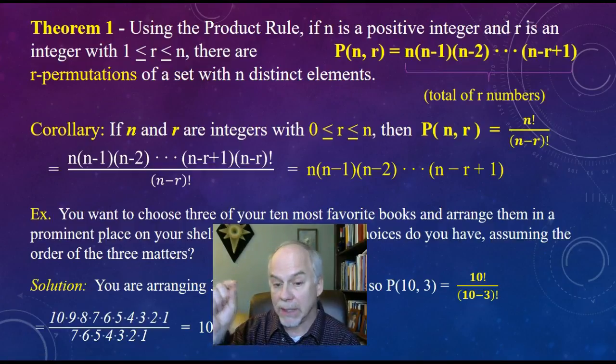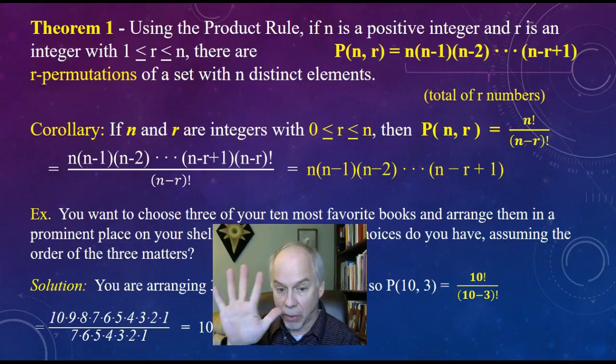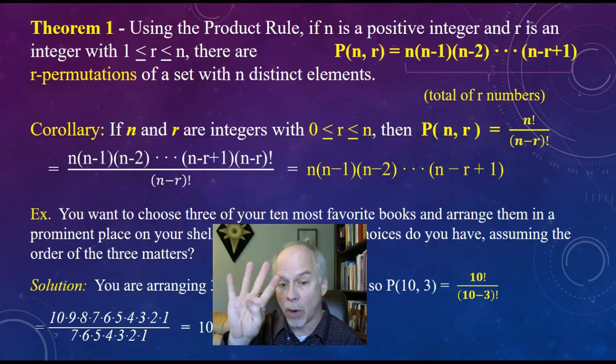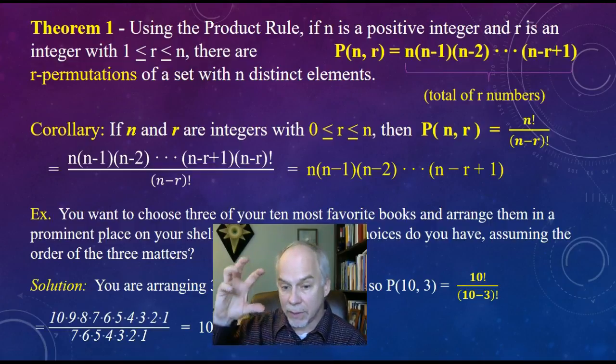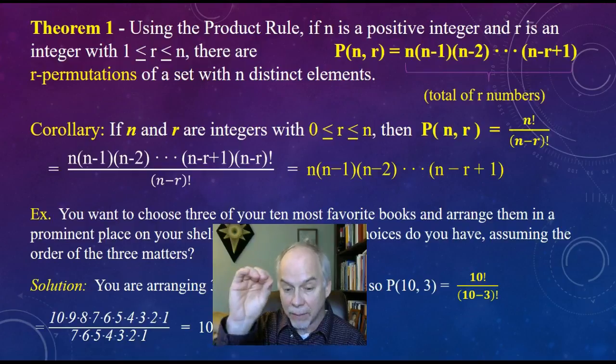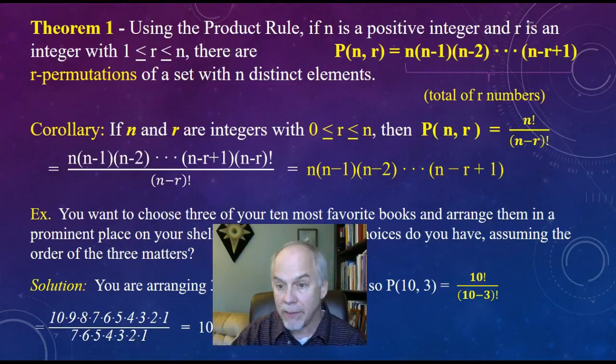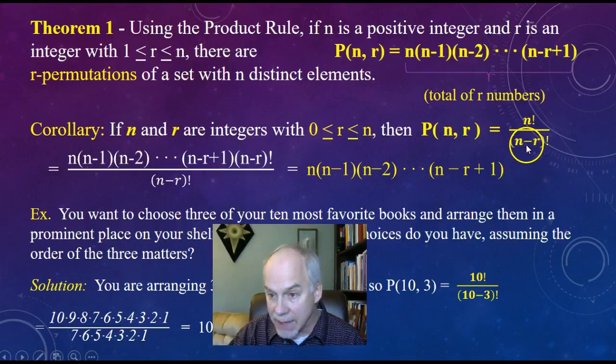Factorial means, like 5 factorial would be 5 times 4 times 3 times 2 times 1 all the way down to 1. So it's the product of all the numbers from that number down to 1. That's what factorial means. And then you divide that by N minus R factorial.